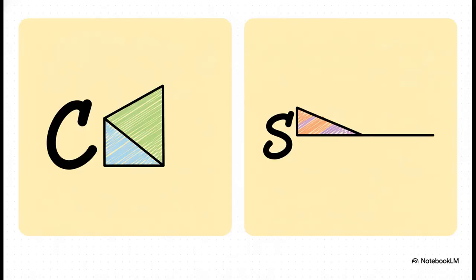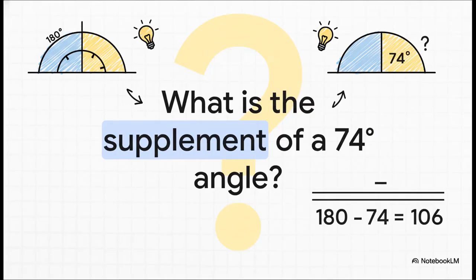Now, let's clear up something that trips a lot of people up: complementary versus supplementary angles. It's actually pretty easy. Complementary angles are two angles that team up to make a right angle, so they add up to 90 degrees. Just think C for corner. Supplementary angles team up to make a straight line, adding up to 180. Just think S for straight. Easy, right?